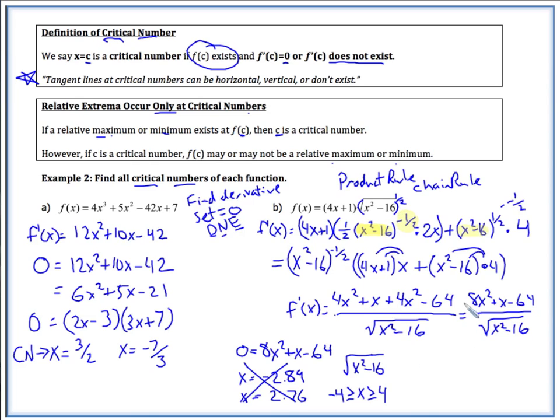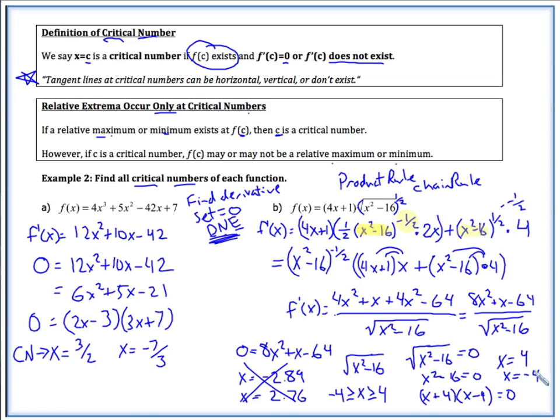Next we want to check where the derivative does not exist. A rational function is not going to exist where the denominator equals 0. So we're going to say x squared minus 16 equals 0, and we're going to solve that. We can square it. X squared minus 16 equals 0, and this becomes x plus 4 and x minus 4. And so you can see here that x will equal 4, and x will equal negative 4.